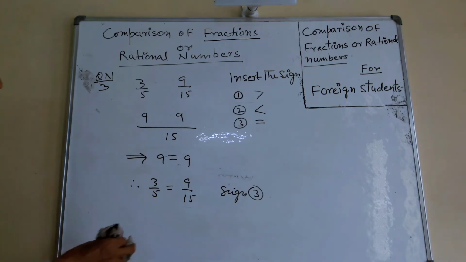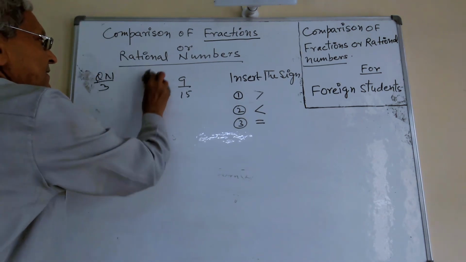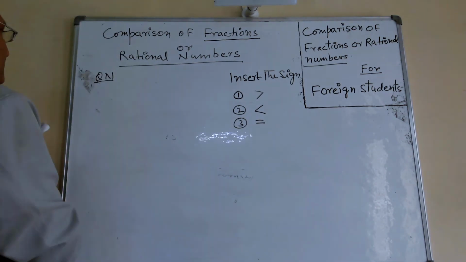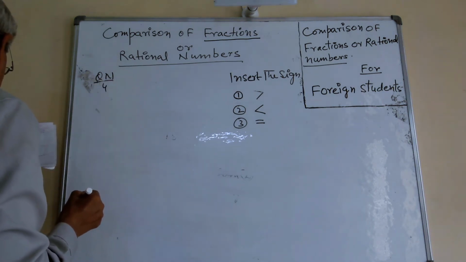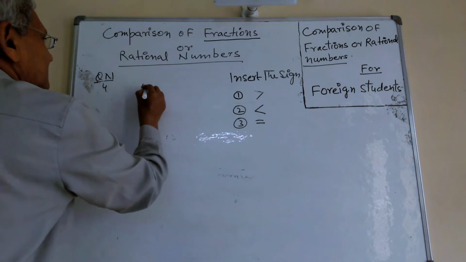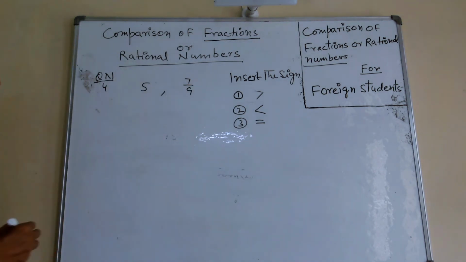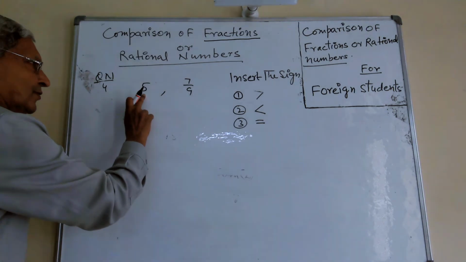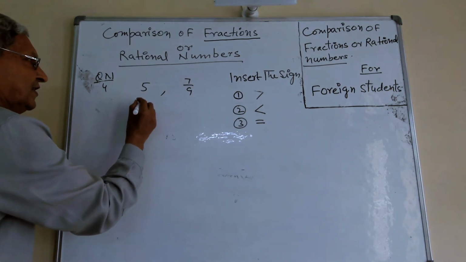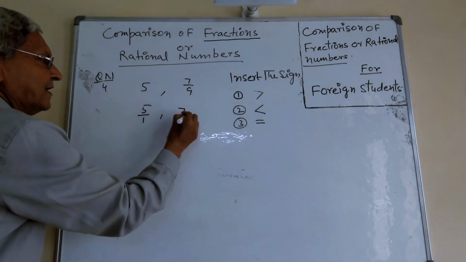Now, again, I am taking the next question. Question fourth. Here, the fourth question is 5 and 7 by 9. My dear students, you will say that this is not a fraction. No, no, this is a fraction. We can write it again as 5 by 1 and 7 by 9.